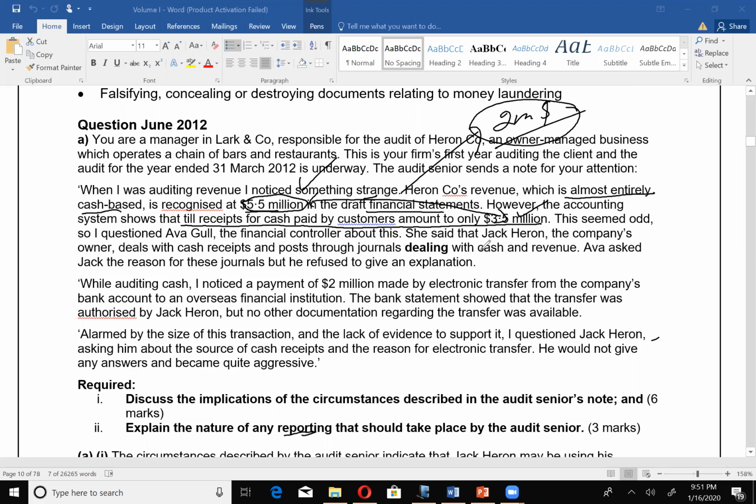And they say that it seems odd. I questioned Abigail about it, and he said that Jack Heron deals with cash and posts through journal. The CEO, the owner himself, is posting the entries, which is quite unusual. They are not booking it in the cash book, but rather through journal, an unusual way. This further adds to the suspicion of money laundering. And when asked, his secrecy is again an indication that there is something wrong, like money laundering. Now, at this stage, it seems to be the placement stage of money laundering, where the money is entering the legal system.